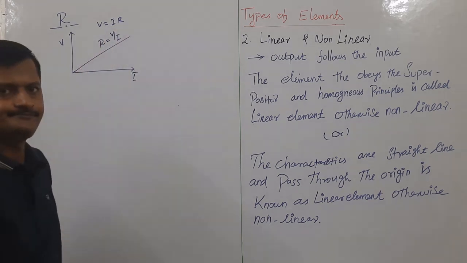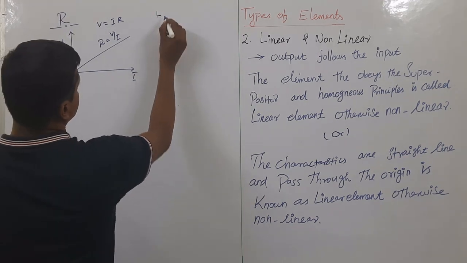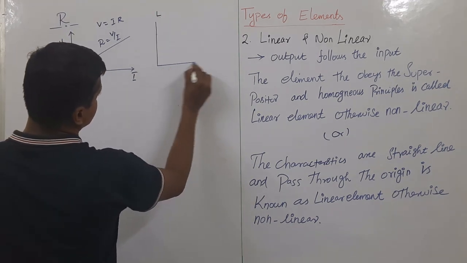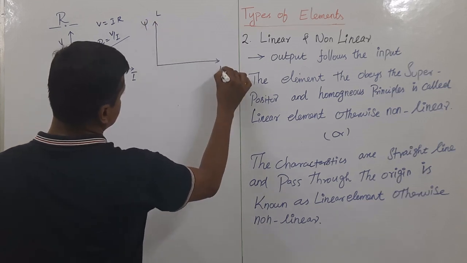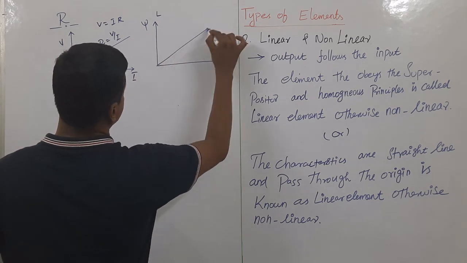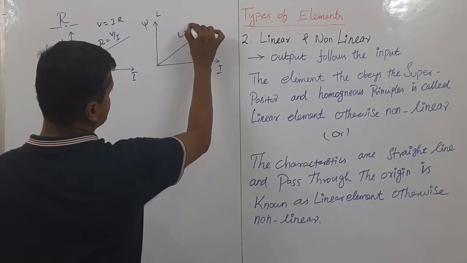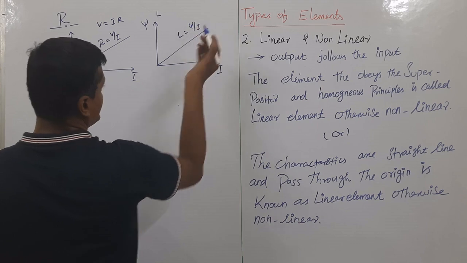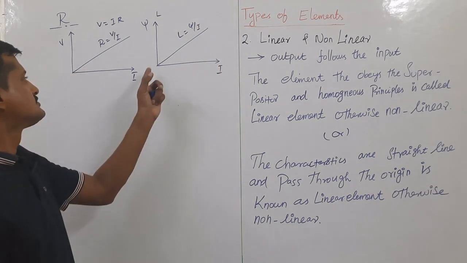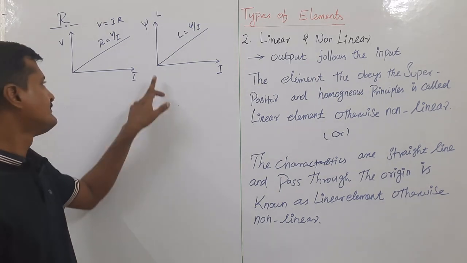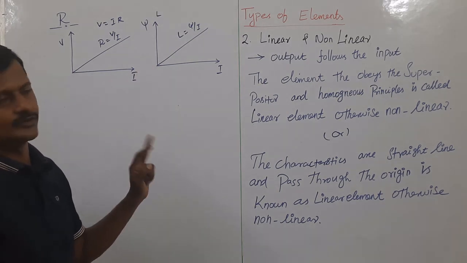This is linear. Next we are taking the inductor, that is flux psi and current I. So we know L equal to psi by I. Here we have taken a linear inductor, a linear element. So the line is a straight line and starting from, or crossing, the 0.